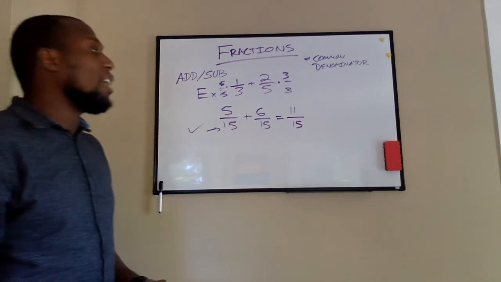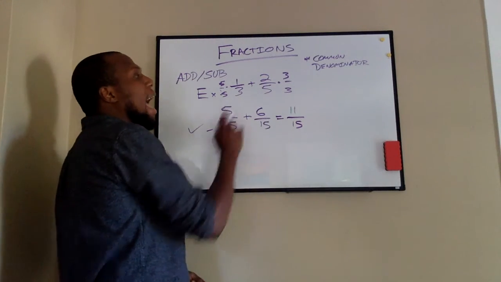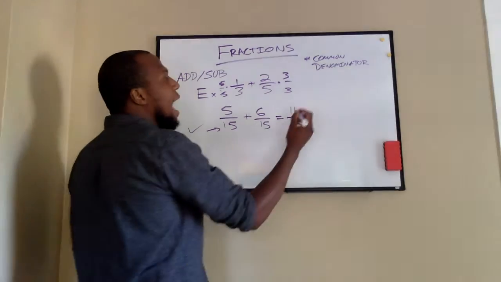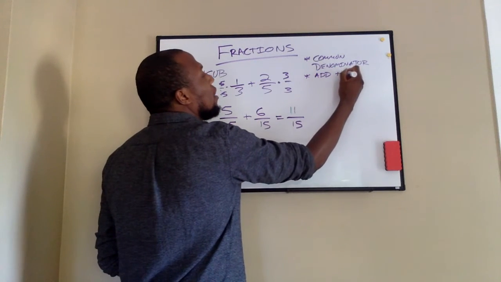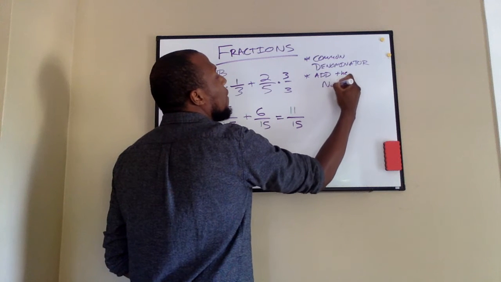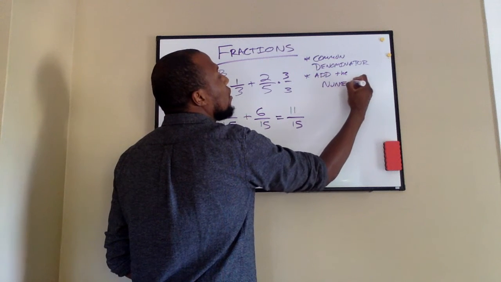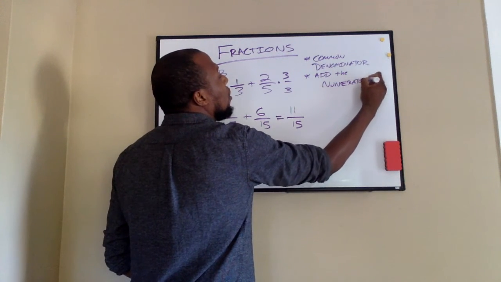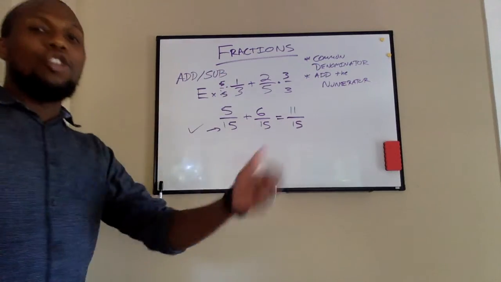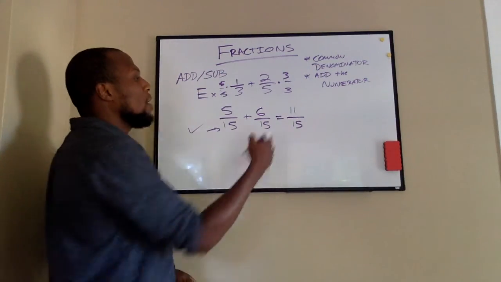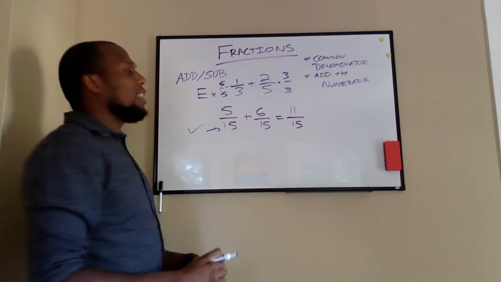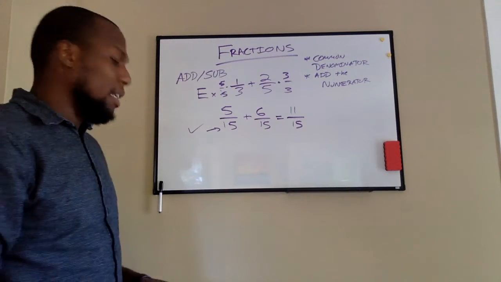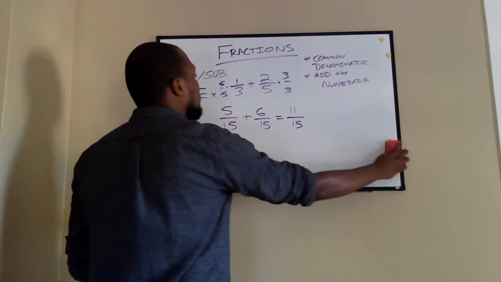So the bottom does not change. We only add the tops. That's the numerator, which I know you all know, I'm just using those words again. So in the end, 1/3 plus 2/5 is going to give us 11/15. Let's look at a second example.